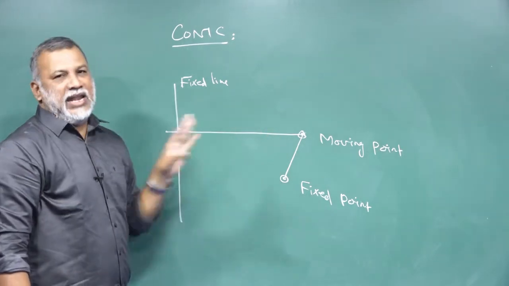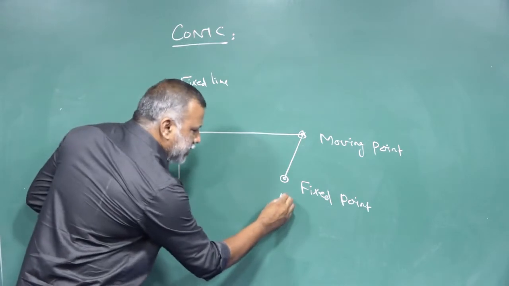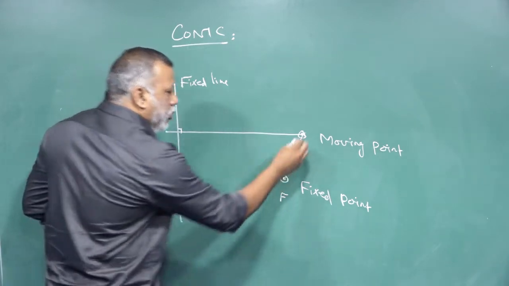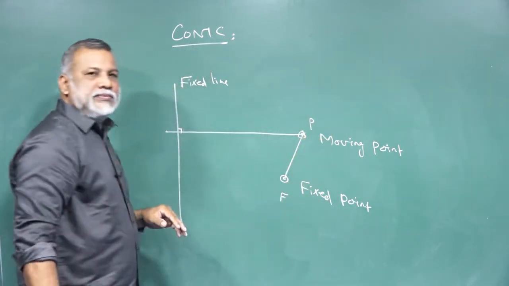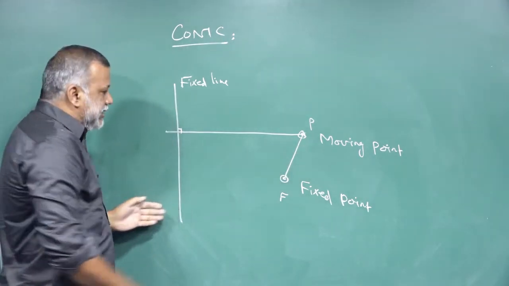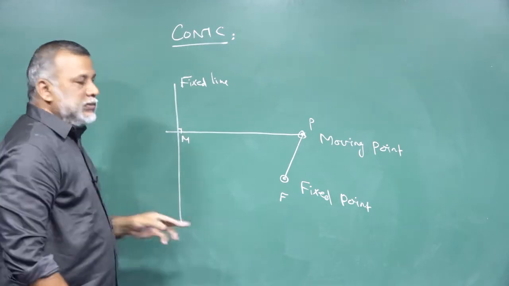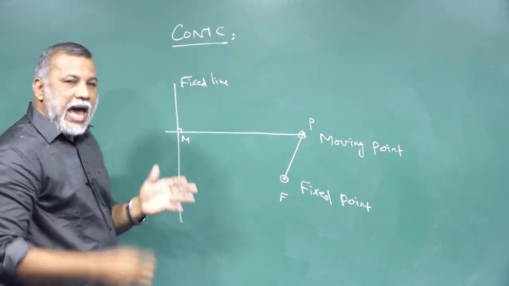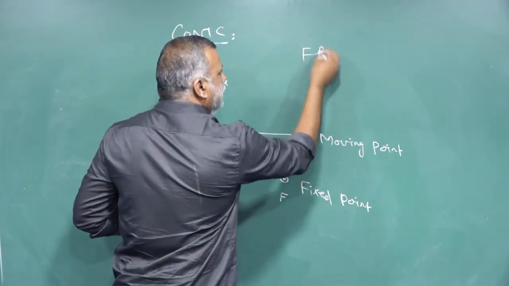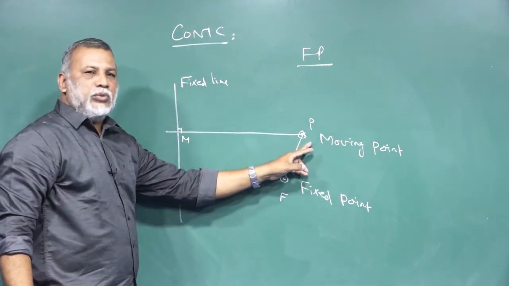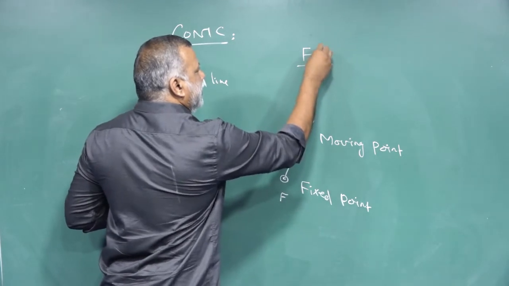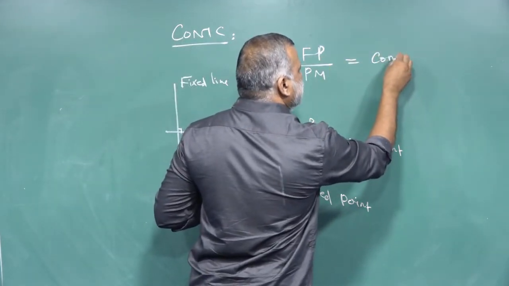Now we are giving the names. This fixed point is denoted by the letter F. The moving point is always denoted by P. Then from this point P, we draw a perpendicular to the fixed line, and name the foot M. As per the definition, the distance between the fixed point and the moving point is denoted by FP, divided by the distance from the moving point to the fixed line, which is PM. This FP divided by PM equals a constant.